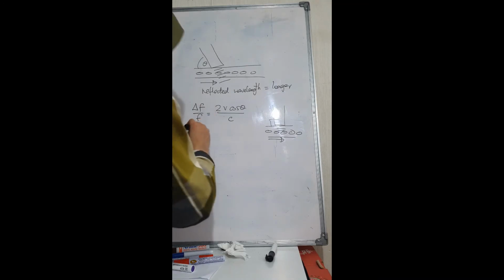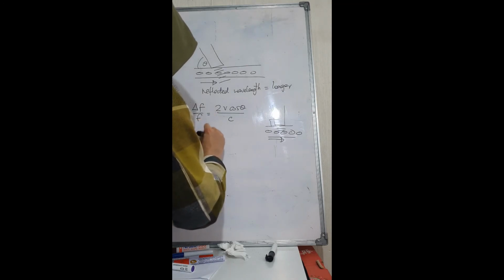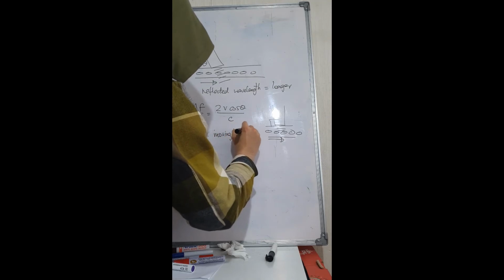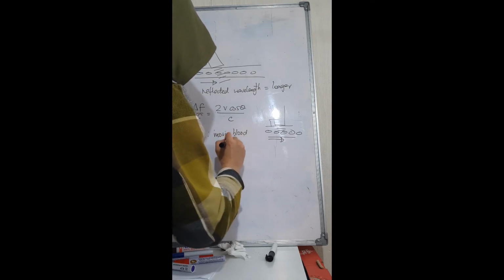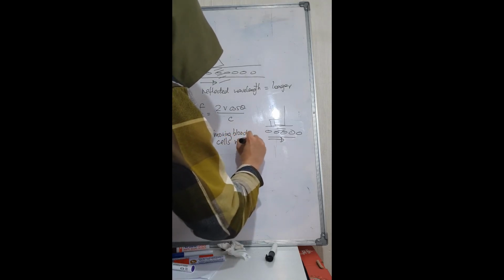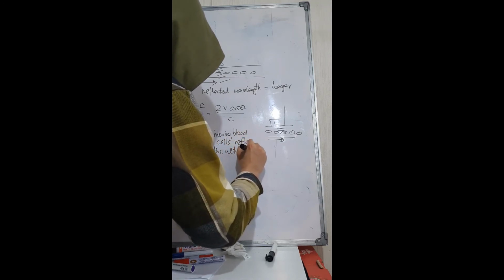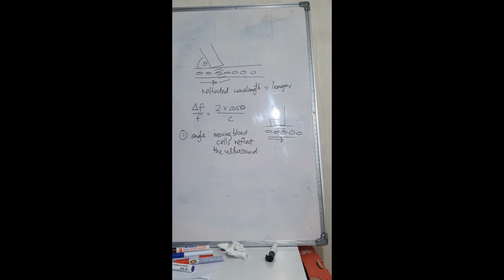first mark. You write down, because it is at an angle, the moving blood cells will reflect the ultrasound. Okay, so that's the first mark. 2, there will be a change in frequency.